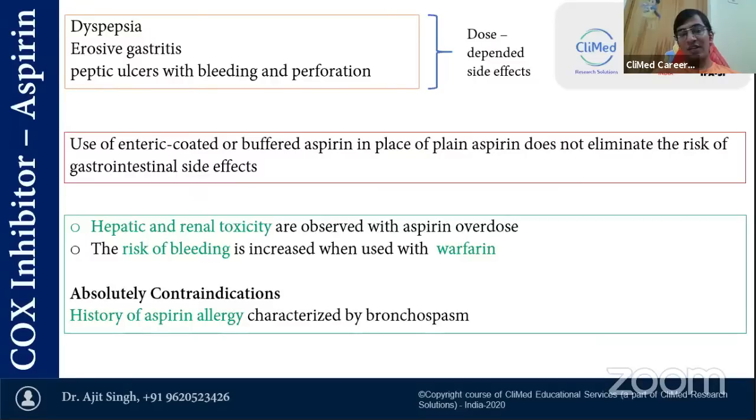Next are the contraindications of aspirin, where we should stop aspirin. Hepatic or renal toxicity is observed with aspirin overdose. The risk of bleeding is increased when we use it with any anticoagulant, warfarin is just an example. We should not use it with anticoagulants, as it can increase the bleeding risk. Then absolute contraindications: in case of aspirin allergy, which is characterized by bronchospasm.